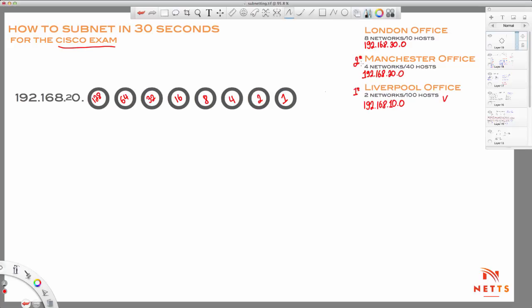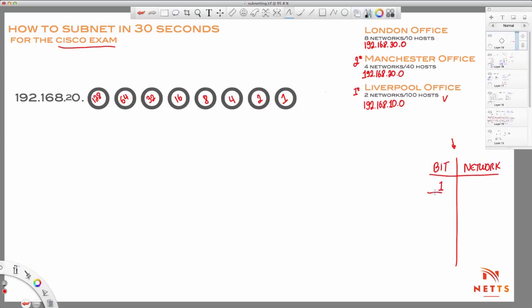The second task says Manchester office. Manchester office needs 4 networks and a minimum of at least 40 hosts per network. So one thing I'm going to draw again here is the bit number and the networks that I can build. And this is the most important part, guys. This is the key for our success.